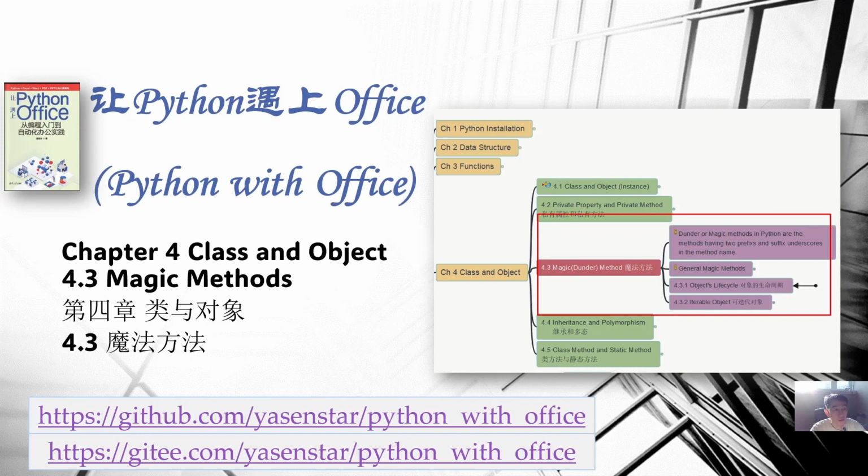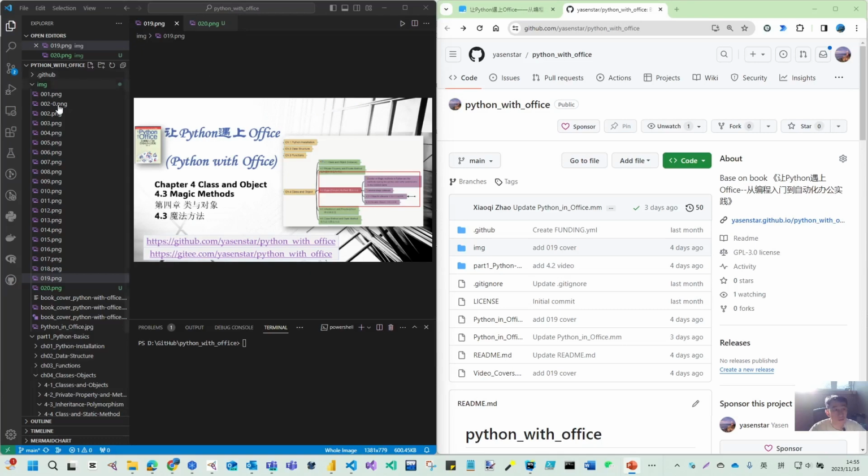We continue on chapter 4. In chapter 4.3, we talk about the magic methods within Python. This is kind of an interesting topic here. First, let's look at the mind map.